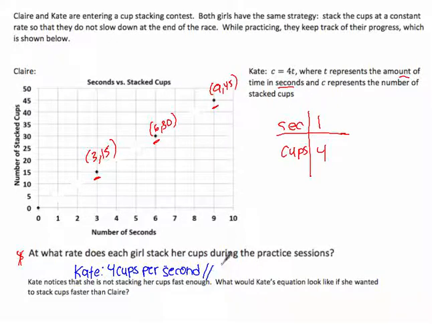When we look at Claire, we know she stacks 3 cups, and if we're going to put hers in a table, and we're doing seconds and cups, we can see that in 3 seconds she stacks 15 cups. So if we want to make that a unit rate, we need to get it to 1 second, which would be 5. So Claire would be 5 cups per second.